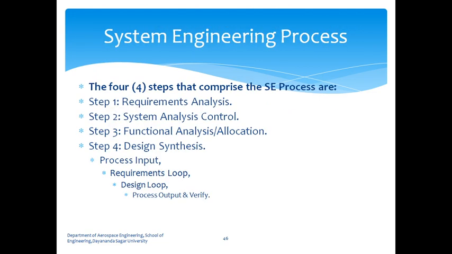In the system engineering approach, there are four major steps we follow. One is requirement analysis, the second is system analysis and control, the third is functional analysis and allocation, and the fourth is design synthesis. Each step you can understand from the name. Requirements analysis: we all know that before the design you need to know about the requirements. Unless you know the requirements, what do you design? So before the design, you must know about the requirements.